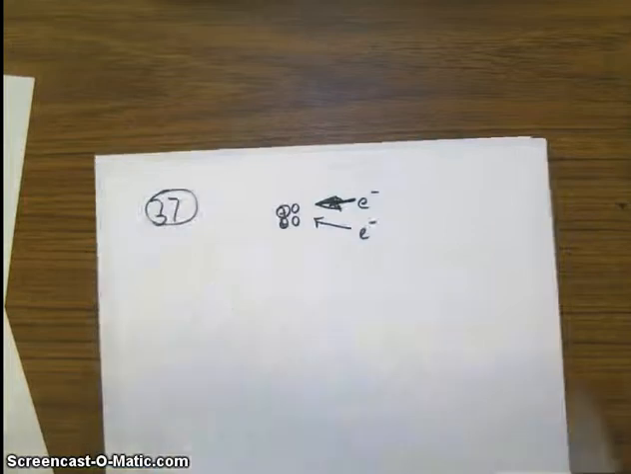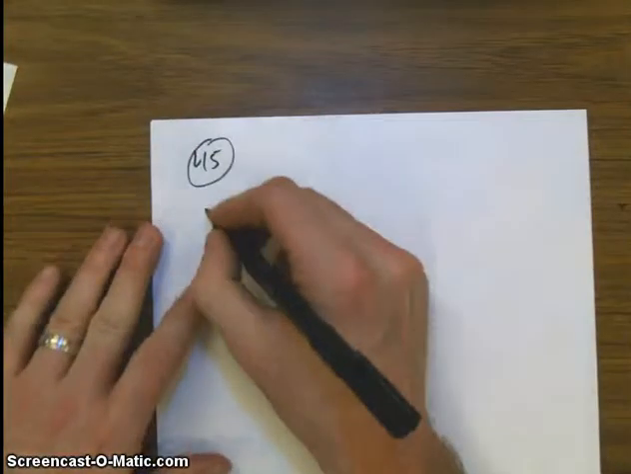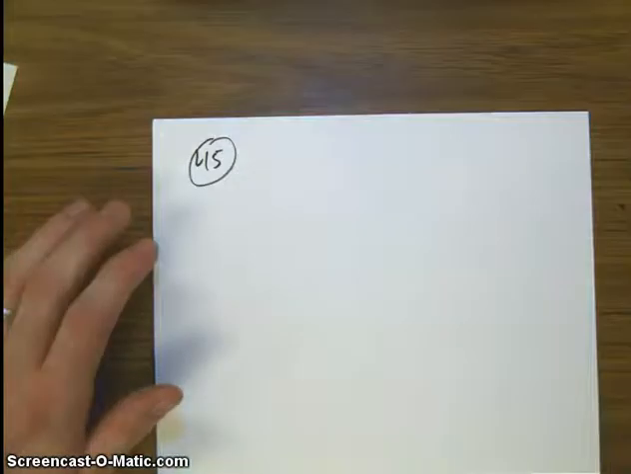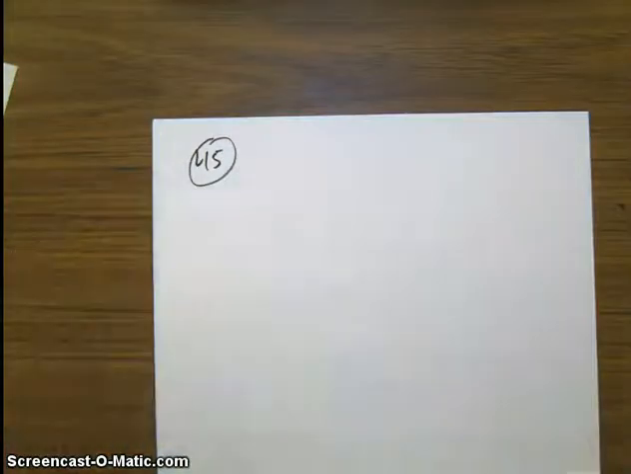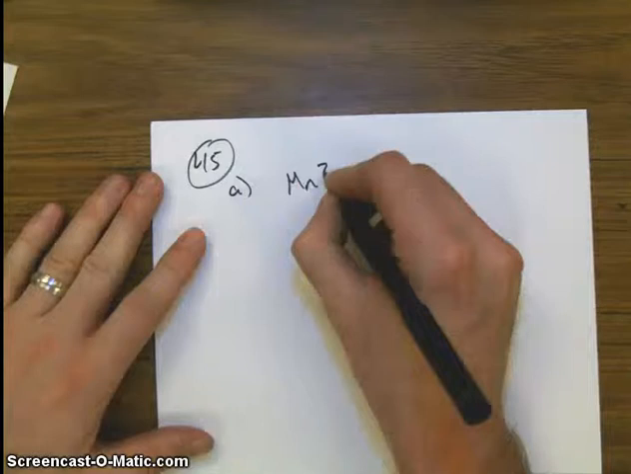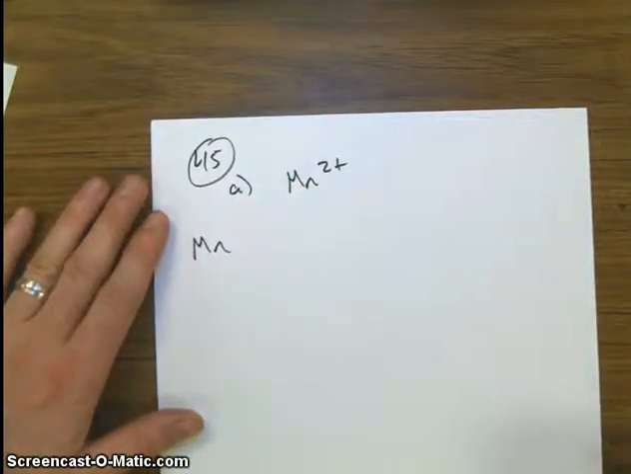Now the next and last question that I have to talk about with you guys is question number 45. Question 45, the first one, I believe, has you working with manganese. What it's asking for is what the electron configuration is and how many unpaired electrons it contains. So for A, Mn2+, I start by writing it out just for manganese.